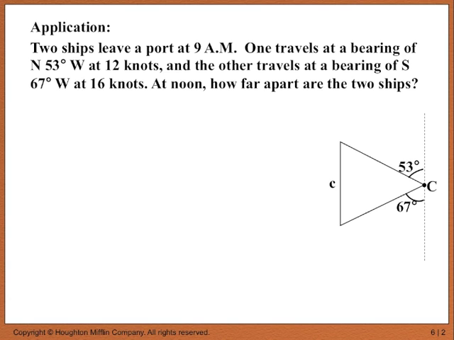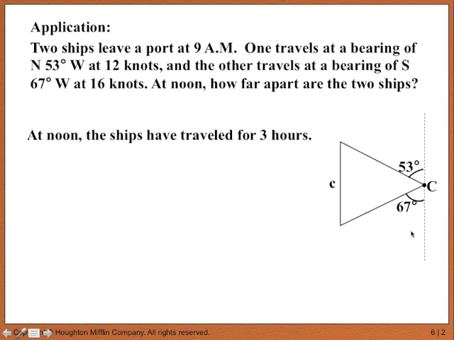Looking at this bearing of 53 degrees, the angle has to touch the north-south line, and the N or the S is always mentioned first, and after that the W or E. So this is north 53 degrees west, and this angle down here is south 67 degrees west.